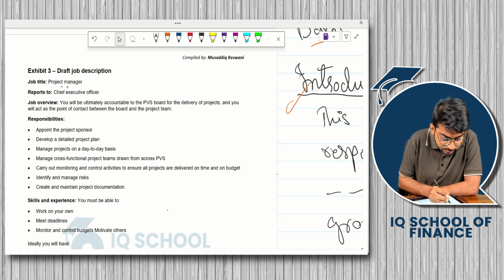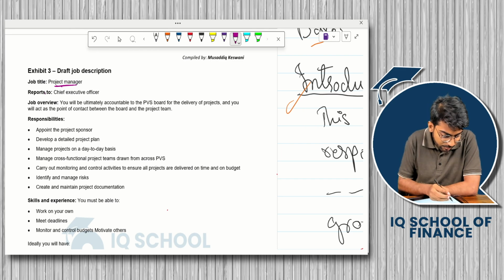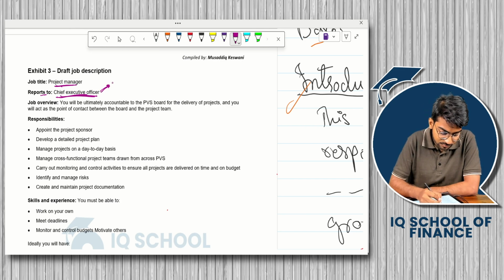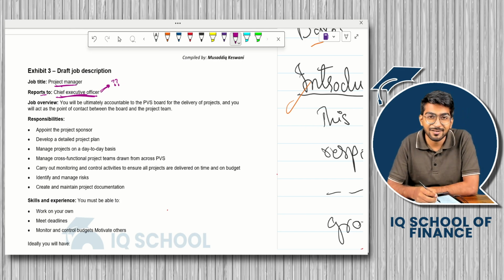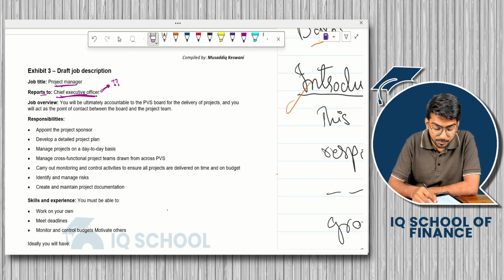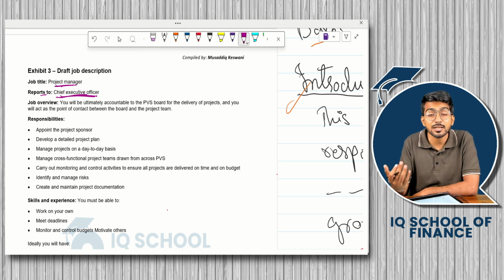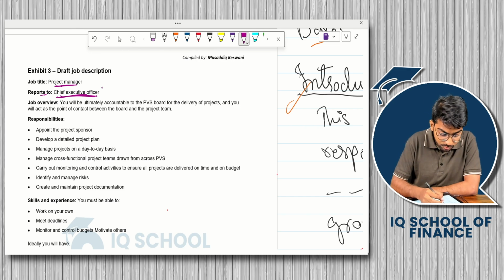Job title: the project manager, correct. Reports to chief executive officer. I find it very unreasonable, because the project manager is supposed to report to the project sponsors, and then the project sponsor is supposed to report to the director or the chief executive. So this seems unreasonable.